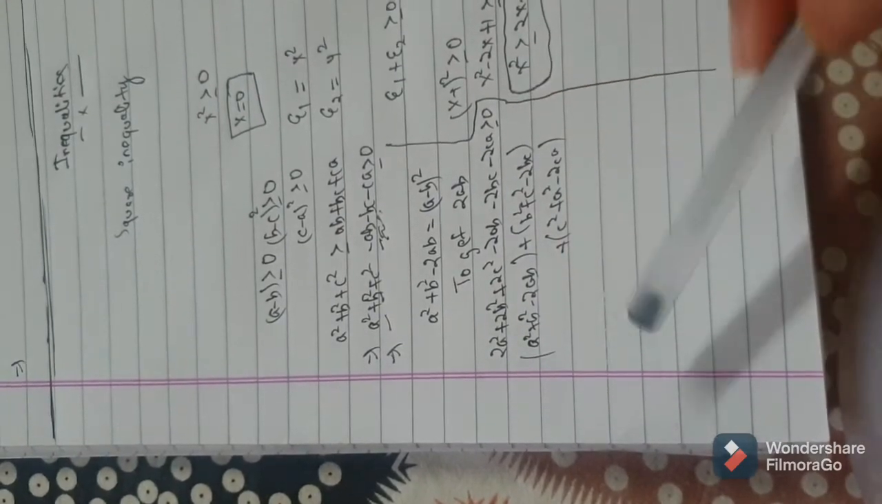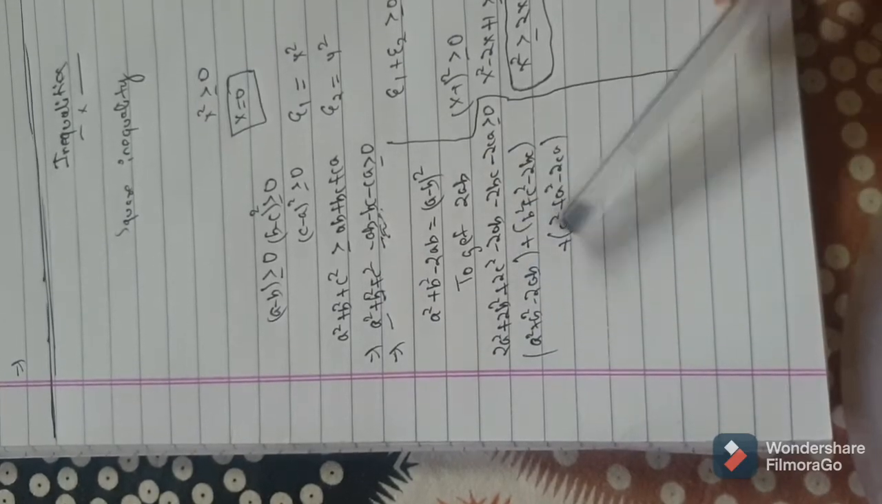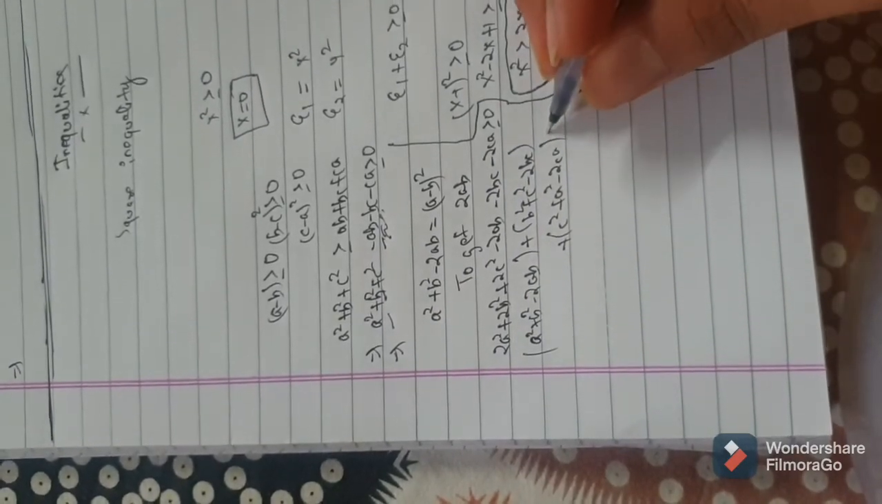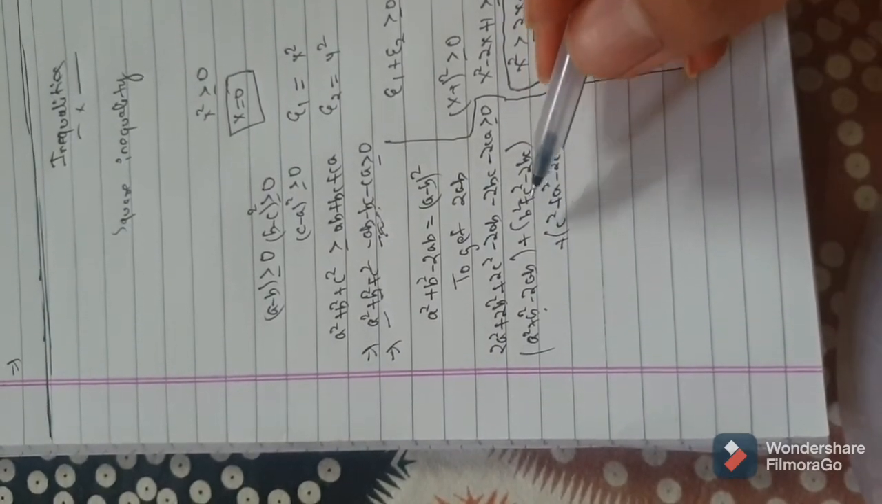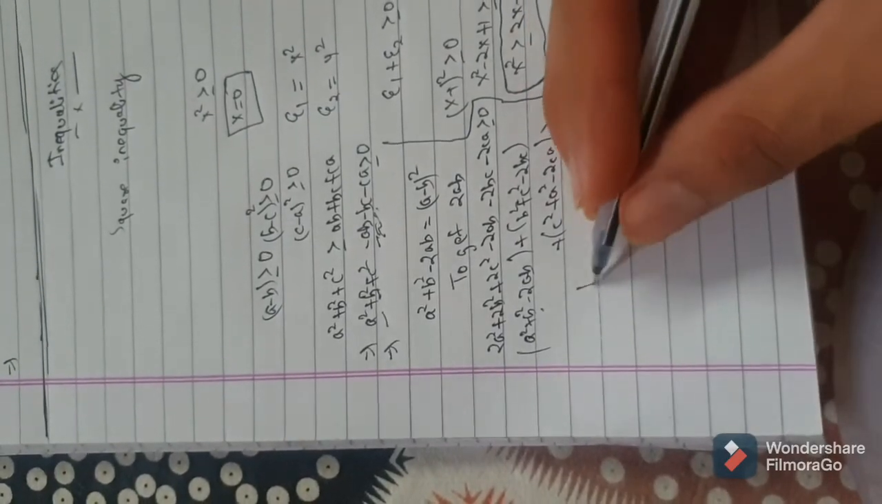See this, a square, 2a square, 2b square and 2c square. Same expression rewritten. So this will be greater than or equal to 0 because this is (a minus b) square, (b minus c) square and (c minus a) whole square. This will be greater than or equal to 0. Hence proved.